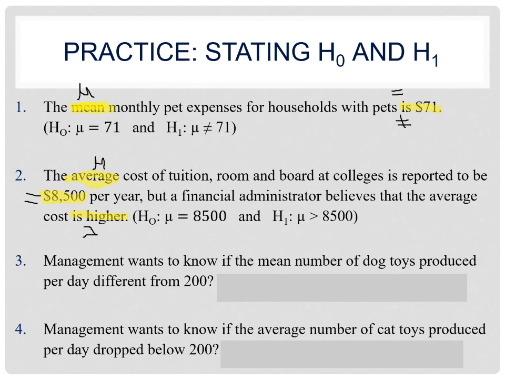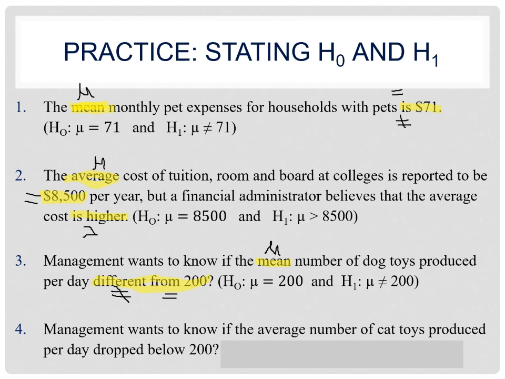Number 3, management wants to know if the mean number, so again there's our average, the average number of dog toys produced is different from 200. So they want to know if it's different from 200. That would imply that right now they are assuming it is 200. So right now the assumption is that the average is equal to 200. That's the assumption. But what we're trying to test is that it's different from 200. And there's our hypothesis there.